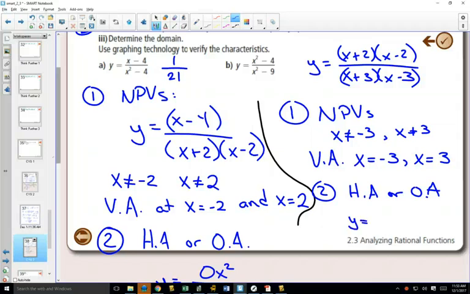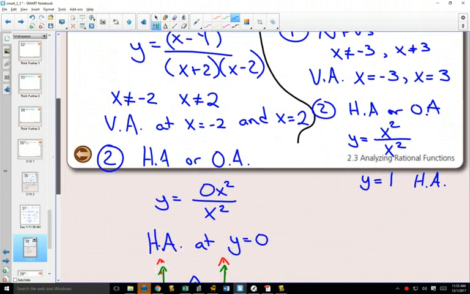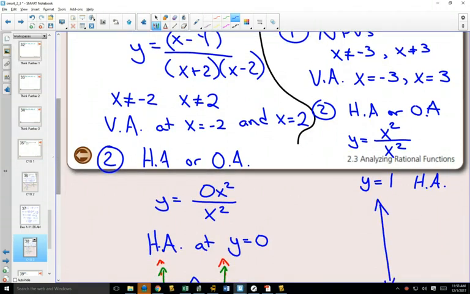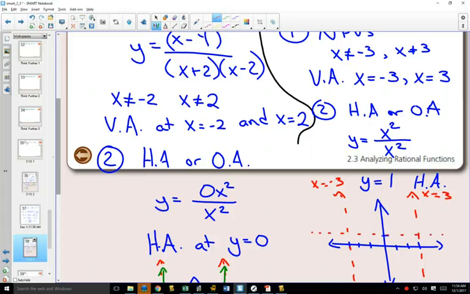Part 2. Looking at your horizontal asymptotes or oblique asymptotes. Again, we look at the highest power in this, which is an x squared. We have 1x squared on the top and 1x squared on the bottom. That simplifies to y equals 1. That will be a horizontal asymptote. Again, no oblique asymptotes in this one. So when going to graph this one, we have 1, 2, 3, 1, 2, 3. Our 2 vertical asymptotes, and at 1, our horizontal asymptote.